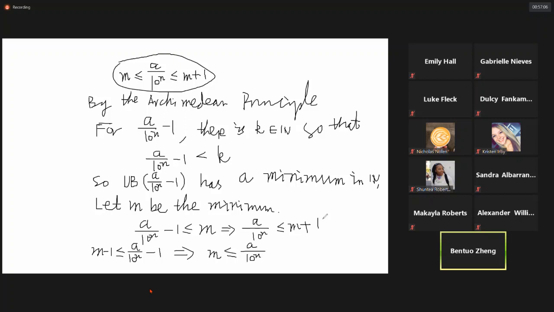So if you combine these two inequalities, you get a over 10 to the n is greater than or equal to m. So this implies a over 10 to the n is less than or equal to m plus 1.